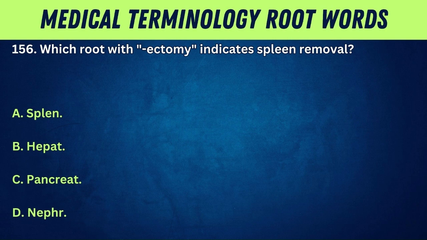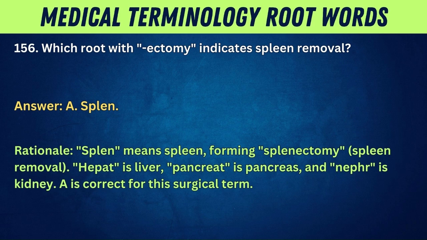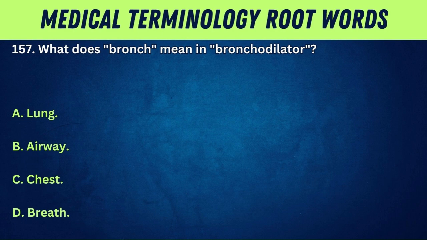A. Splen. B. Hepat. C. Pancreat. D. Nephr. Answer: A. Splen. Rationale: splen means spleen, forming splenectomy, spleen removal. Hepat is liver, pancreat is pancreas, and nephr is kidney. A is correct for the surgical term. 157. What does bronch mean in bronchodilator?